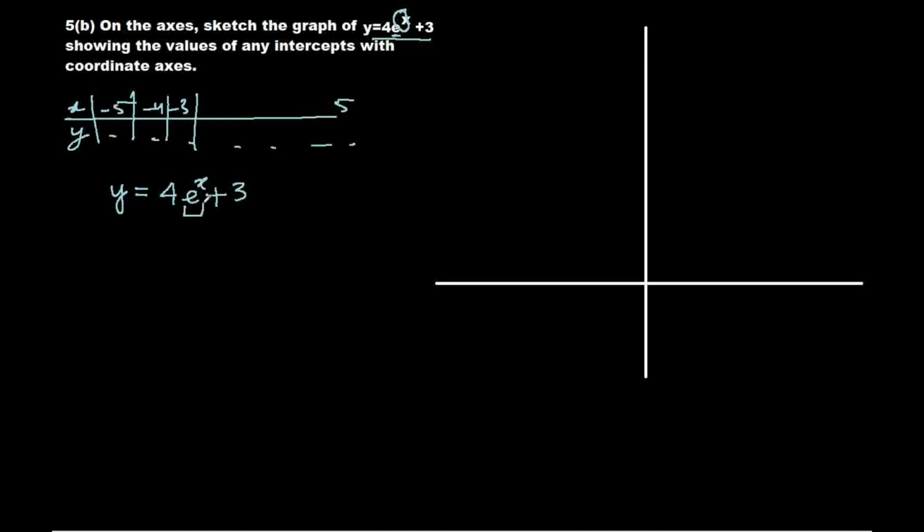We always focus on the basic, what is the function? E to power x is the basic function, and the graph of basic function is something like this. Rather, I've made it a little steeper. Let me undo this and draw it a little shallower. Every exponential graph, basic exponential graph, passes through 1 on y-axis.